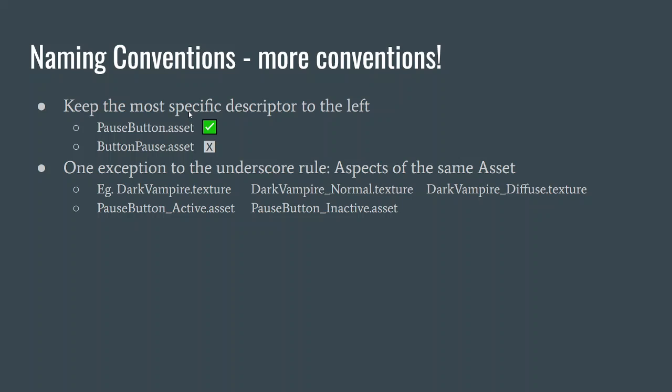One exception to the underscore rule are aspects of the same asset. So you might see things like darkvampire.texture, and if it's a different aspect of the same asset, like let's say there's a normal map and a diffuse map, you can separate them with an underscore. That's fine. That doesn't break naming conventions. Something you can also do is if you have different states for pause buttons. So I've got a pause button state. I've got two of them. I've got an active state and an inactive state, but it's the same button. It's just a different aspect of it. That's maybe an appropriate way to use underscores to differentiate things when you're naming things.